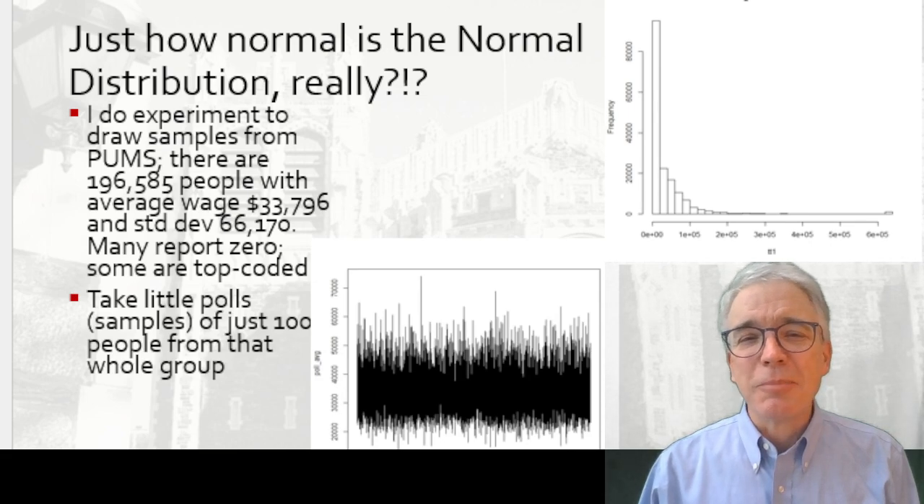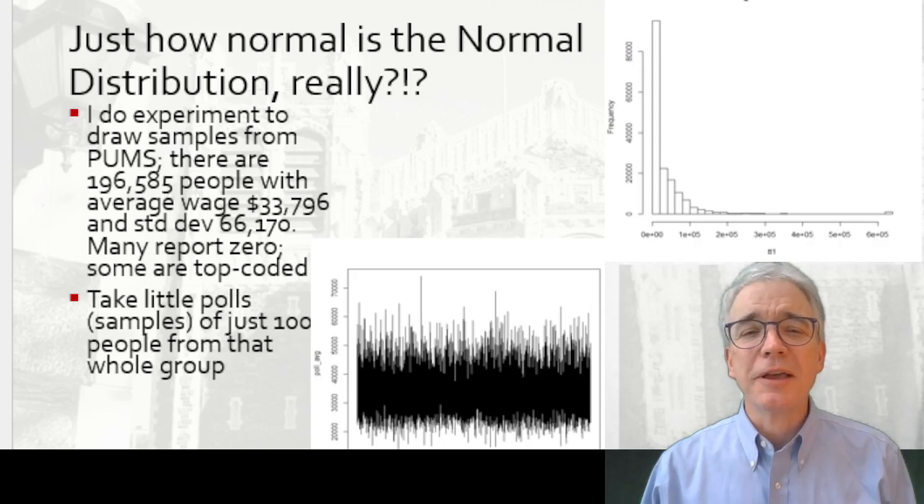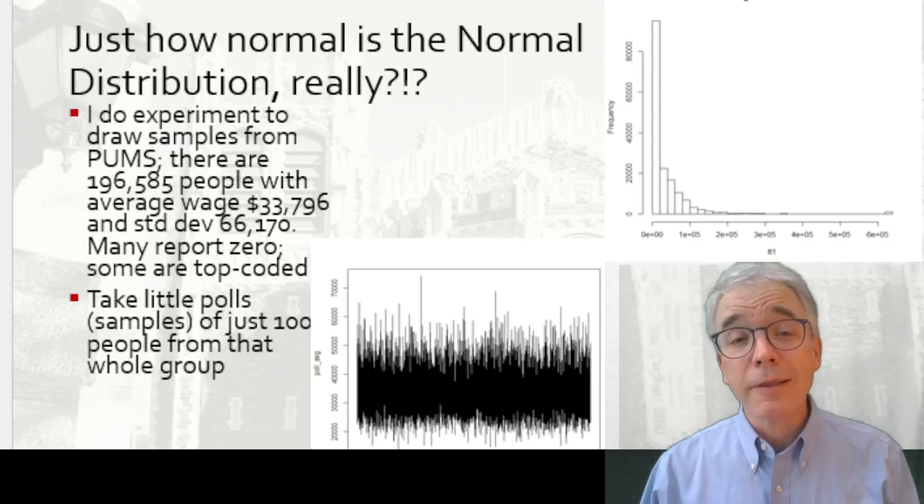I've shown a simple experiment here using census data. There are in total nearly 200,000 people. The average wage is about $38,000 a year. But the standard deviation is huge because quite a lot of people reported zero wage. They're not working. Maybe they're old, maybe they're in school or doing other things.